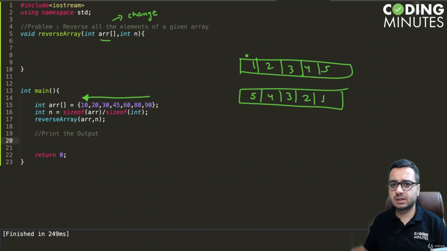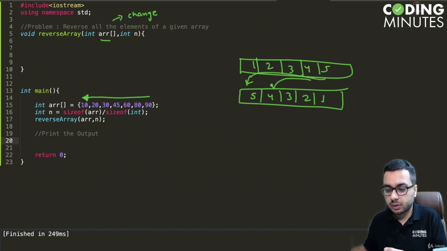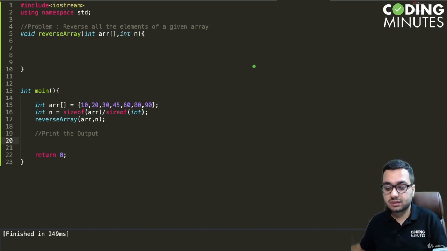So how can we reverse this array? One way is you make a copy of the array, you put the elements in the reverse order, and then you put the elements back again. Maybe you copy 5 here, you copy 4 here, you copy 3 here, you copy 2 here, and then you copy 1 here. But we can actually do it in a better manner without taking any extra space.